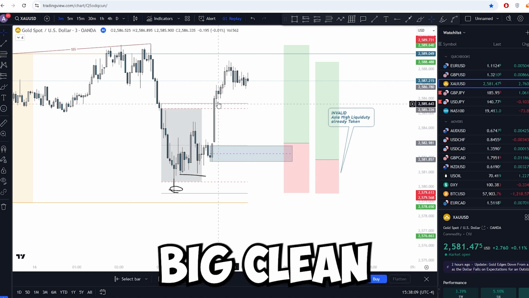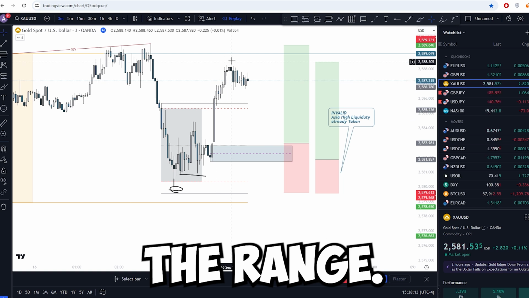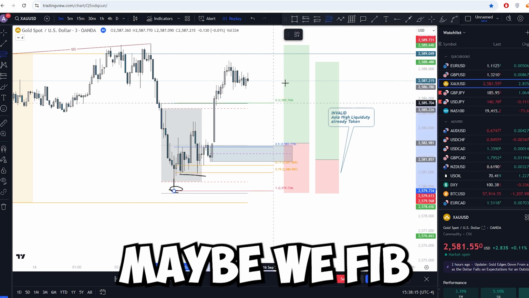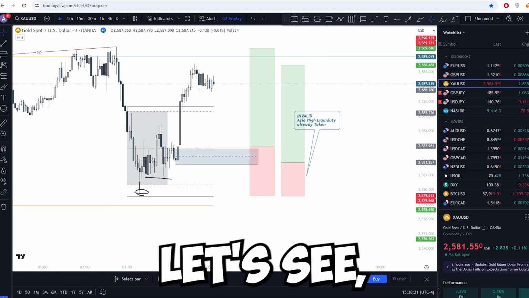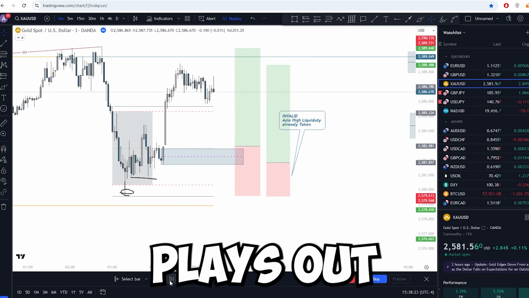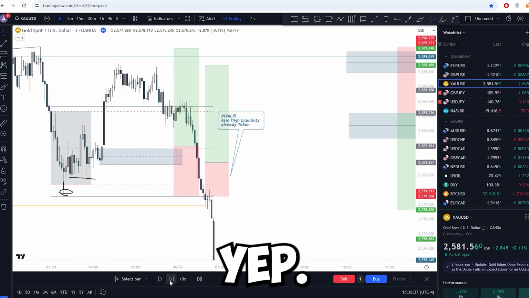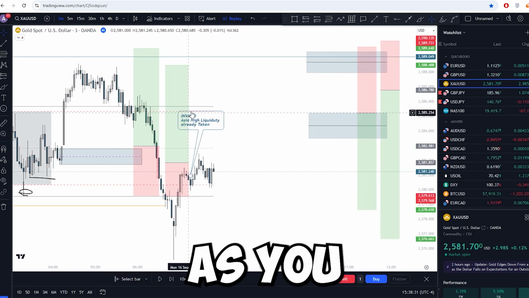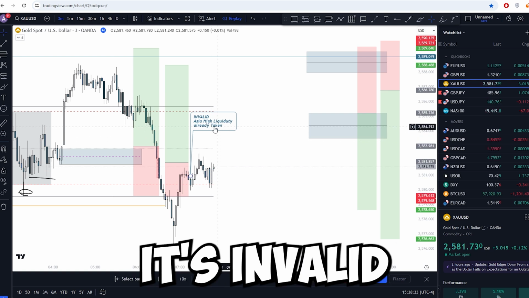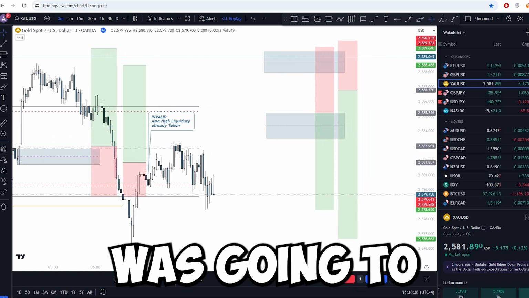We saw a big clean break of structure off and above the range. With that said, maybe we fib all the way. That's our 70s zone. And let's see, sometimes luck plays out and sometimes it just doesn't. But according to the rules, yep, that one we were taken out instantly. As you can see, my comment here was that it's invalid because Asia high was already taken. So resting liquidity there was going to be a challenge.